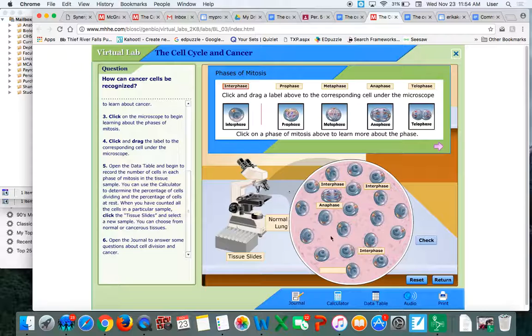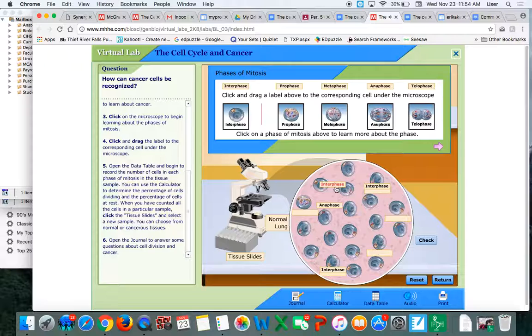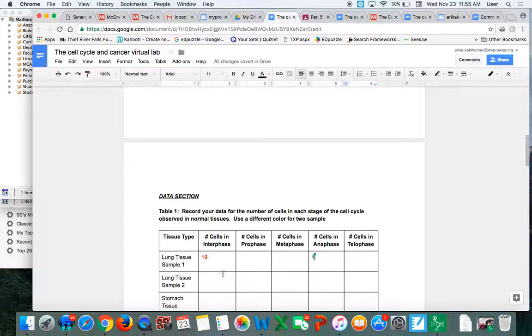I don't know why I can't do that. Well, it's not working. I'll do it again then. Interphase, interphase, interphase, interphase, and that would be prophase. Check my answers, and I would count, and I see 19 interphase and 1 prophase. So I would go here: 19 interphase, 1 prophase.